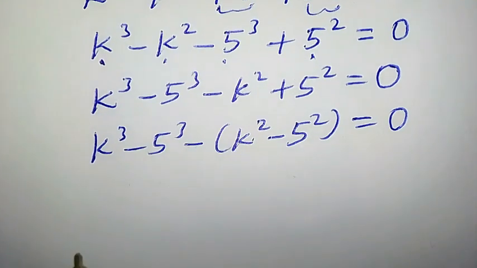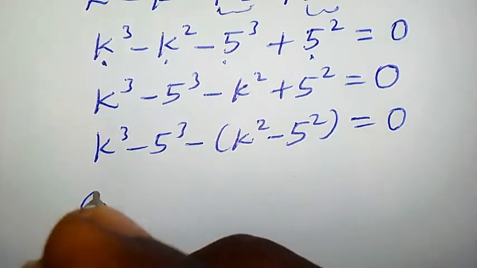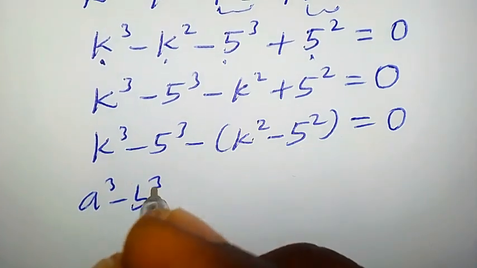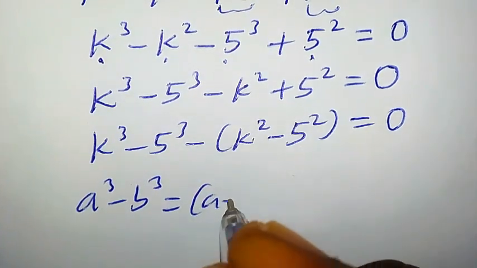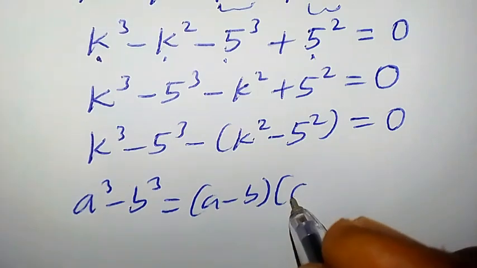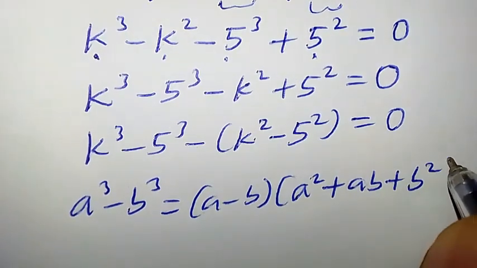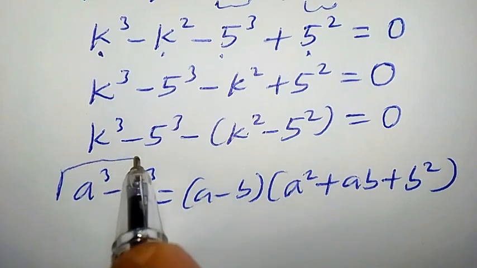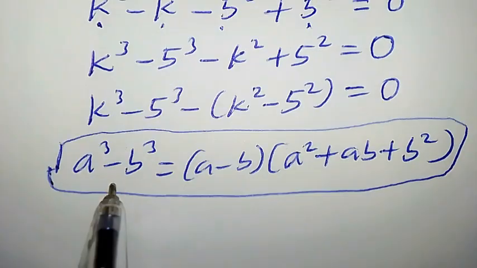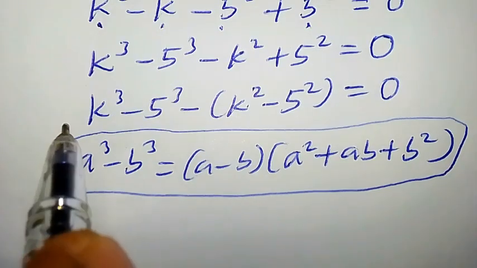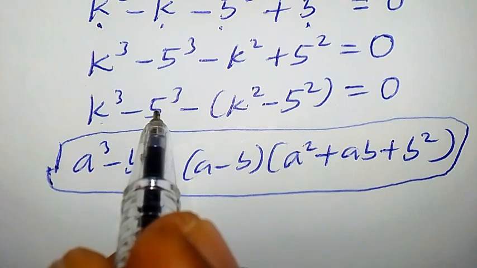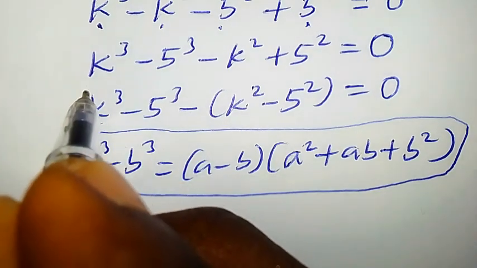Now, let us recall the difference of two cubes. It says a to the power of 3 minus b to the power of 3 is equal to a minus b times a square plus ab plus b square. Let's take note of this property. It is possible to apply this property to k to the power of 3 minus 5 to the power of 3. Let's just simply isolate it.